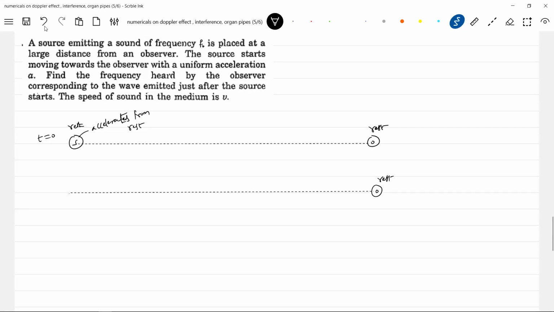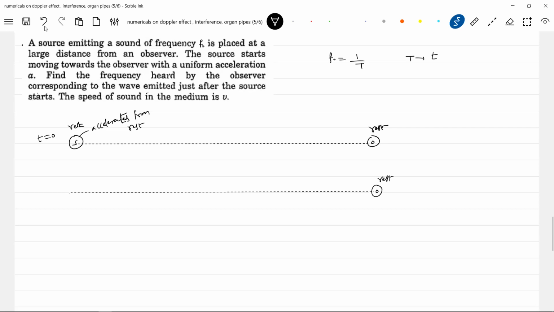It accelerates from rest here. So this source, at minimum, has to generate one wave, no? That particular source has to generate a wave. Then the wave generated by it will be received by the detector. To generate a wave, it needs time. What is the time? We know the frequency is f naught. So what is the time period? T. What is that capital T?